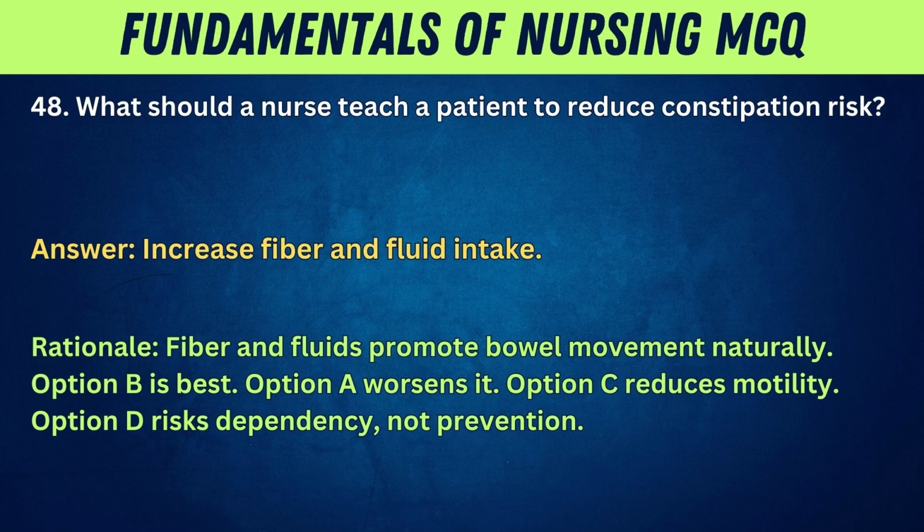Answer: increase fiber and fluid intake. Rationale: fiber and fluids promote bowel movement naturally. Option B is best. Option A worsens it. Option C reduces motility. Option D risks dependency, not prevention.